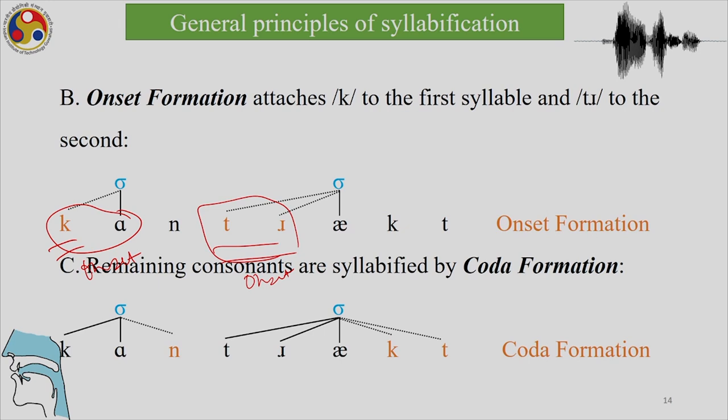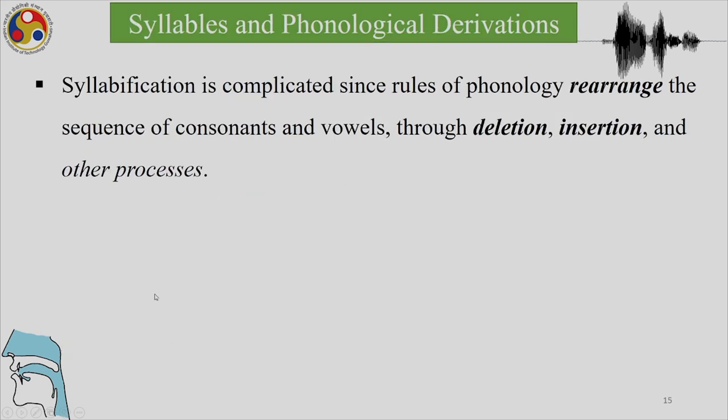Now, what was left behind? Now, N could not make it to the onset position of either syllable, or K, T could not make it to the onset position of any syllable. Now, these will be your codas. So the coda, the step of coda formation, is the last step, and those are the consonants which are not connected to any node after the nucleus assignment and the onset formation.